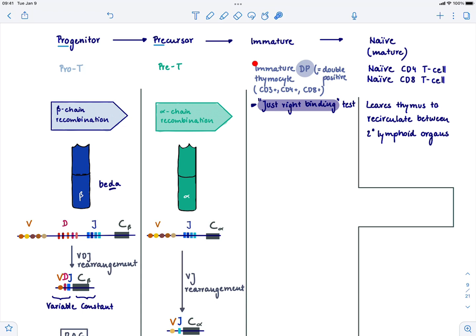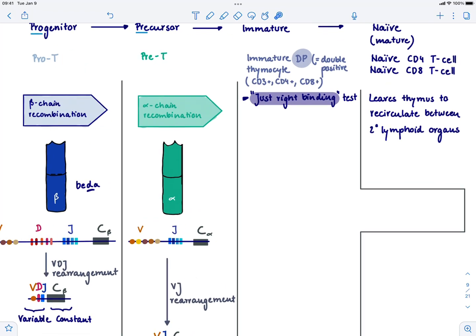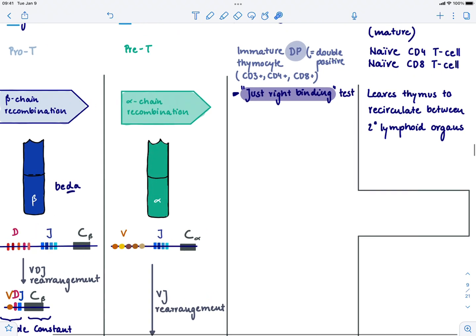And this thymocyte expresses CD3, and this is this signaling molecule that every T cell has, and then CD4 and CD8. So we have not yet made the decision what the T cell is going to become, if it's going to become a CD4 or a CD8. So in the beginning, as an immature thymocyte, they express both CD4 and CD8. And then they do this brutal test that I'm going to talk about now, the just right binding test.